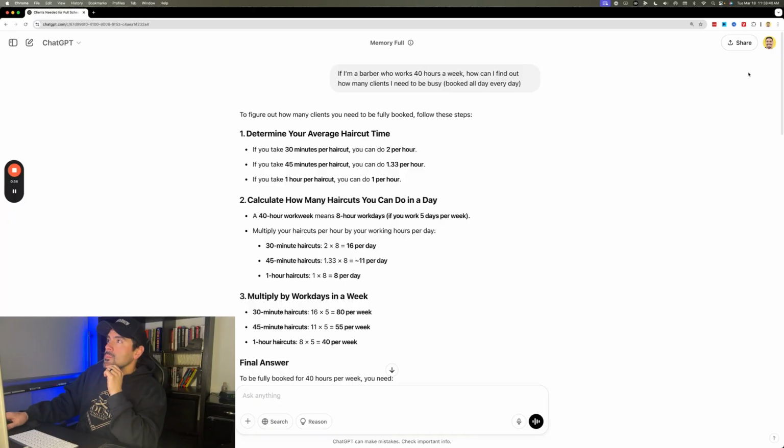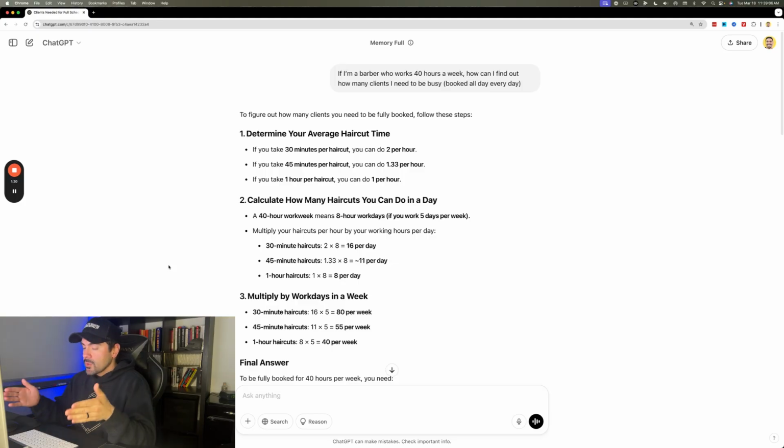So I started this prompt with, if I'm a barber who works 40 hours a week, how can I find out how many clients I need to be busy? And so ChatGPT did the math and basically said, it depends on how many haircuts you do per hour. So it gives us different examples here. So if you do 2 per hour, 45, or 1 per hour, then it kind of breaks it down from there. Because it really depends on how many clients you can see per week.